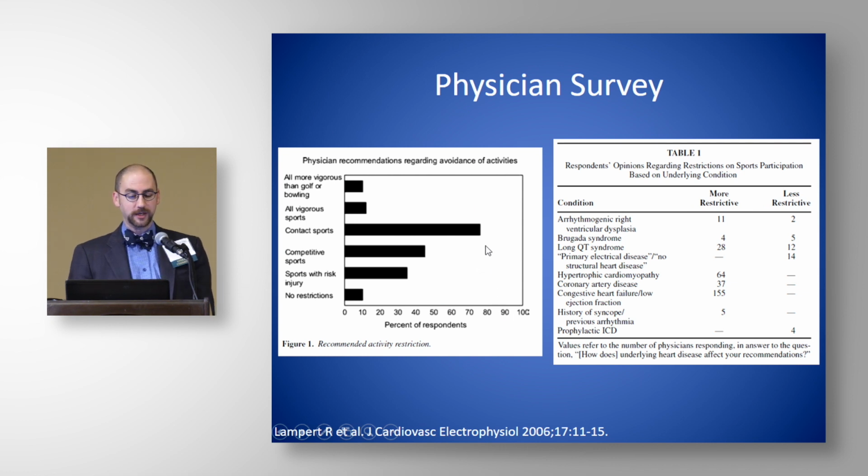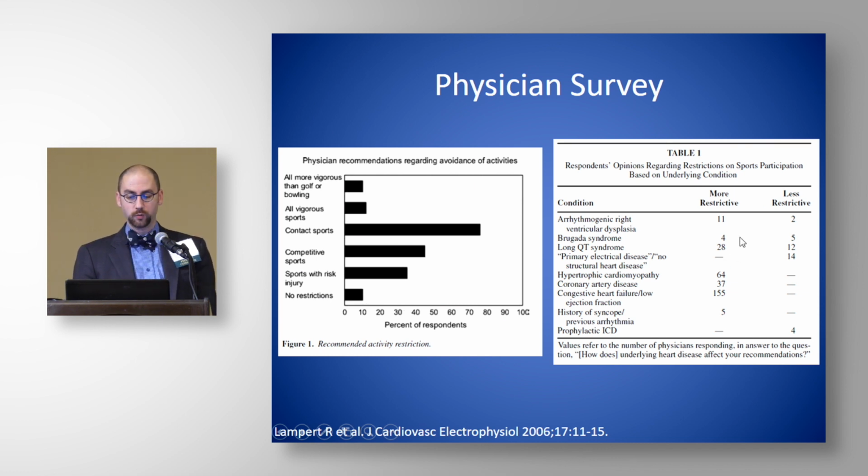So the big one here is contact sports. So anyone who has an ICD, 80% of the time they're saying avoid contact sports. But 20% of heart rhythm doctors back in 2006 were allowing people to do contact sports. If you look at competitive sports, it was about 50-ish% or so were allowing back then. Sports with risk of injury was about 65% they were allowing. And the sports that were sort of low risk were pretty frequently allowed.